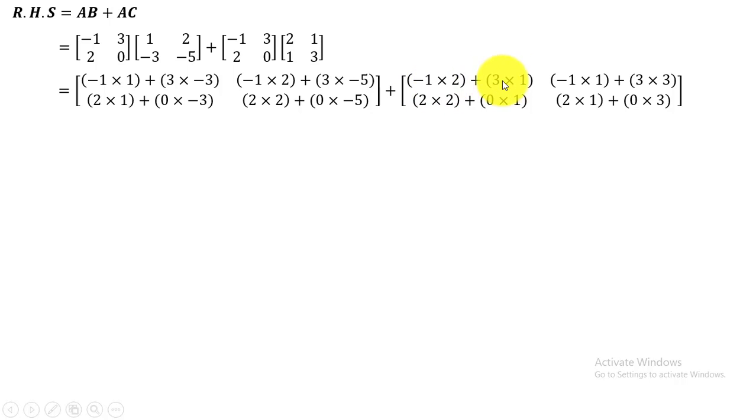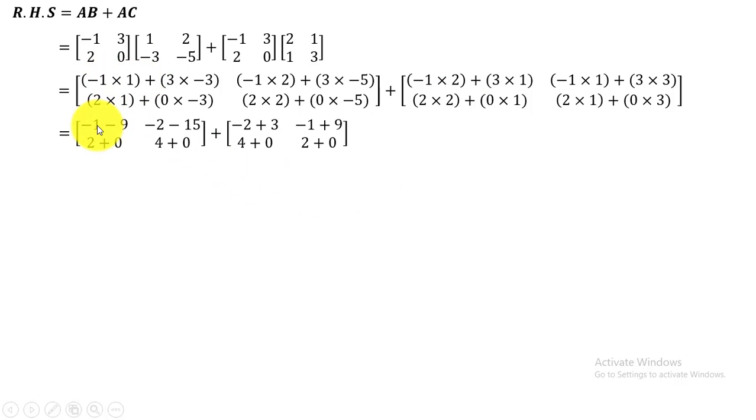Plus first entry is obtained by the product of first row with first column. Second entry is obtained by the product of first row with second column. Similarly, third entry is obtained by the product of second row with first column. Fourth entry is obtained by the product of second row with second column.